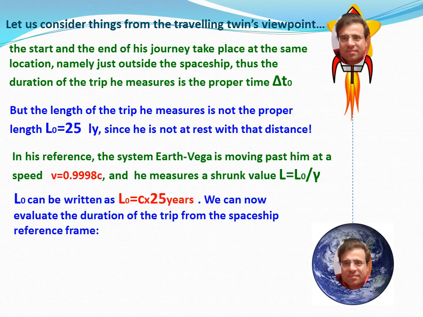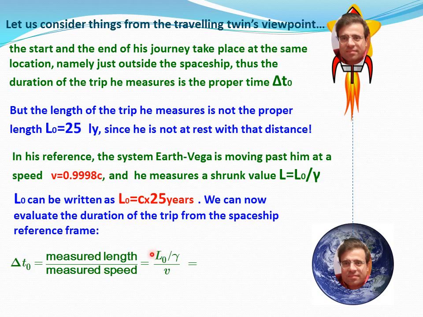We can now evaluate the duration of the trip from the spaceship reference frame. Delta t0, the proper time, is the measured length over the measured speed. The measured length is not the proper length, but it is L0 over gamma, and the measured speed is v. The two twins must agree on the value of their relative speed v. Otherwise, there would be an absolute difference between them, and this is not possible according to Einstein's relativity principle.